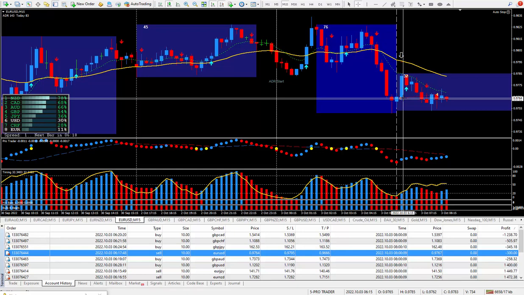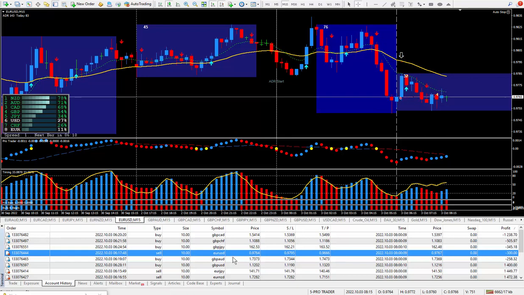Now looking at the money, this has to be a negative 3. There it is right there. Minus 3 pips times $10, and then times the 10 lots is minus $300.